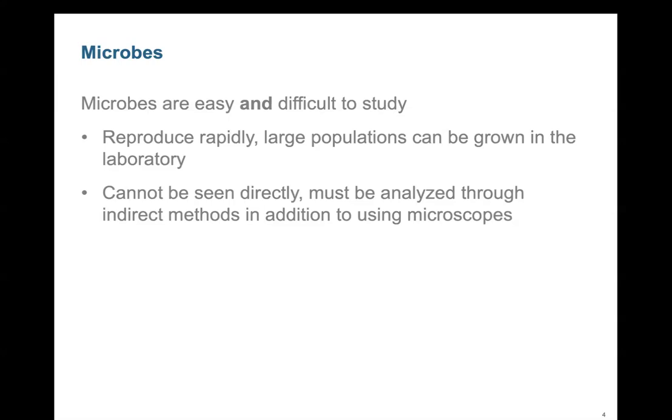Microbes cannot be seen directly. They must be analyzed through indirect methods, such as using a microscope. Any of your prokaryotic and eukaryotic cells will most likely be able to be viewed with a standard light microscope. However, when you start getting into more detailed structures, if you start getting into viruses and prions, you will need to use an electron microscope or something a little more powerful.